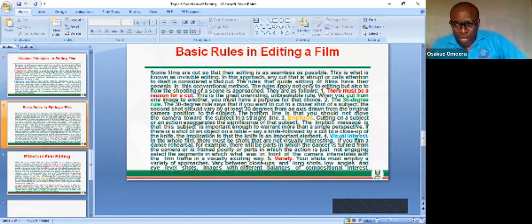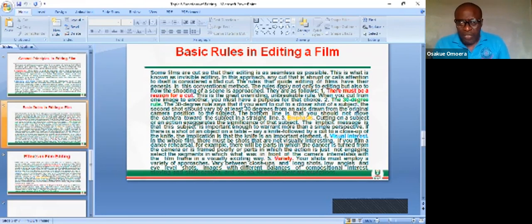The third point we've outlined here is emphasis. One of the basic rules in editing a film is what? Emphasis. Cutting on a subject or an action exaggerates the significance of that subject. The implicit message is that this subject is important enough to warrant more than a single perspective.